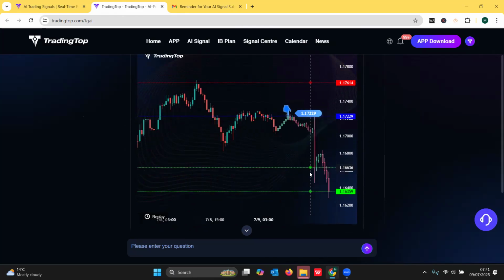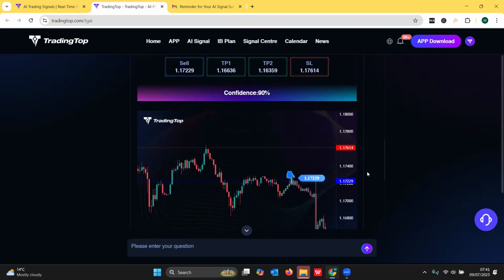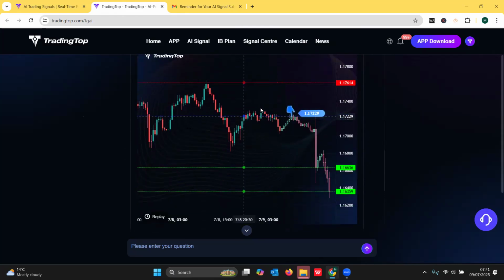I remember the first time I had it, I was a little bit confused because I thought the market had already played out. No, this is the market here. So what is happening is this is a replay. This is a simulation of what the AI is expecting the market to do, how it's expecting the market to play out.